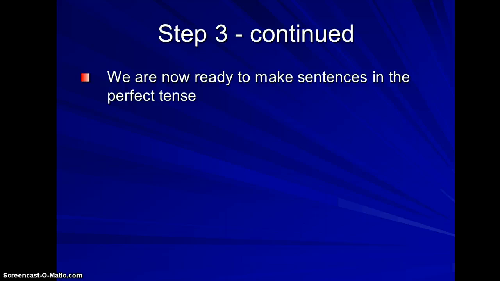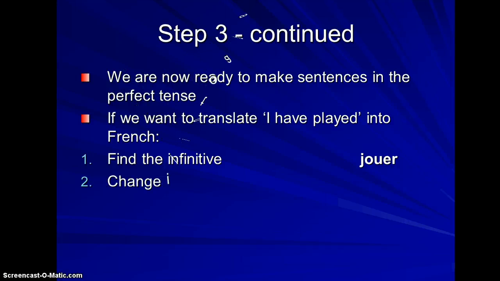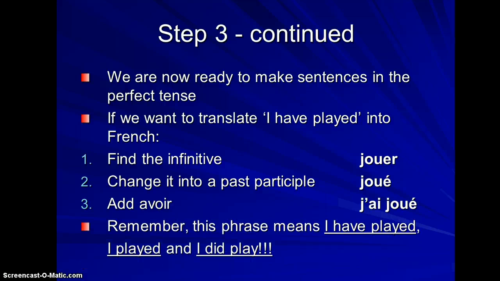Now we're ready to make sentences in the perfect tense. And again, we're going to follow these 3 easy steps. If we want to translate I have played, the first thing we do is we find our infinitive. Now remember, that's the verb you find in the dictionary. We already know that from before. It was jouer. Secondly, we change it into a past participle. We take off the er and we add an e with an accent. And now here's the crucial third stage. We add avoir. J'ai joué. That means I have played. But don't forget, it also means I played and I did play.